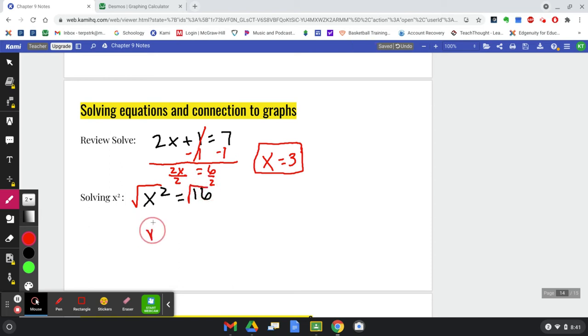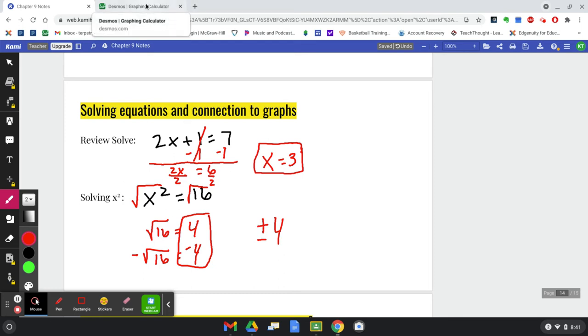I have to use the positive square root of 16 to get 4, and I also have to remember the negative root of 16 is equal to negative 4. So these are my 2 solutions for that. And sometimes you'll see that written as plus and minus 4. That means both positive 4 and negative 4 are my solutions. All right, and I'm going to show you on the graph why that is.